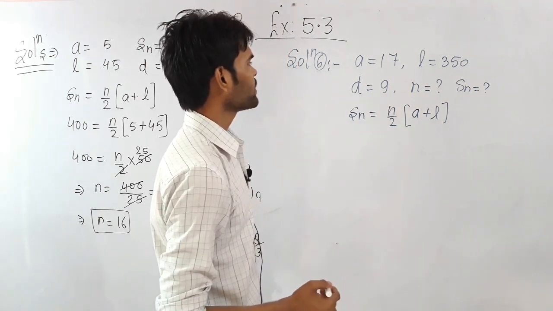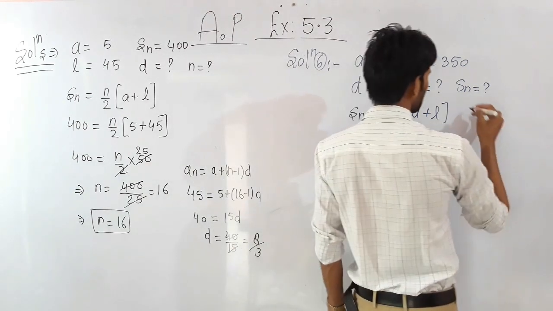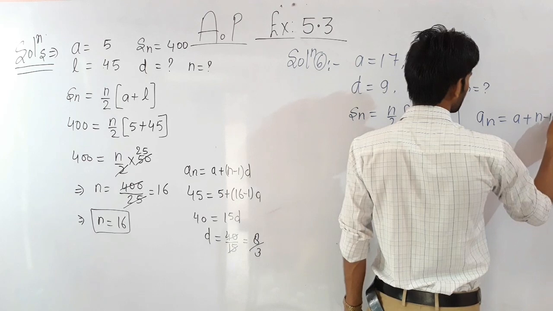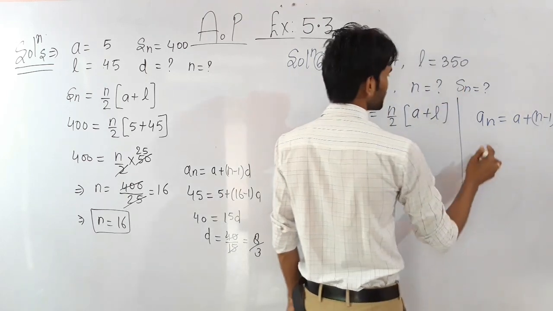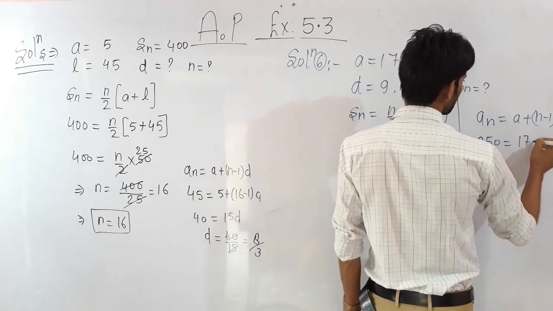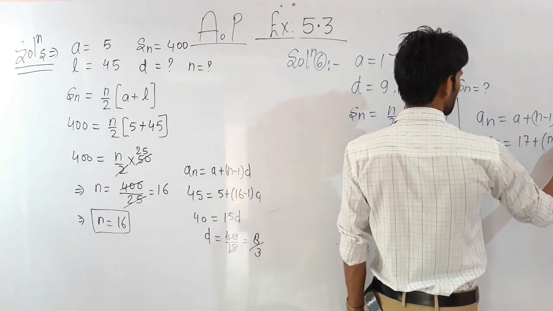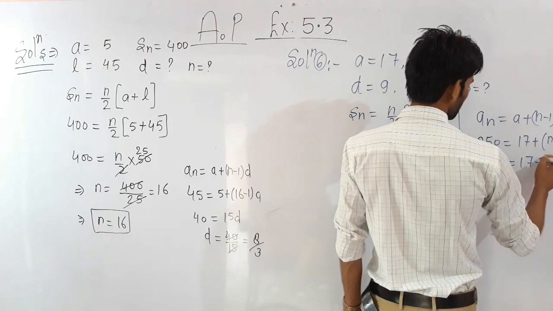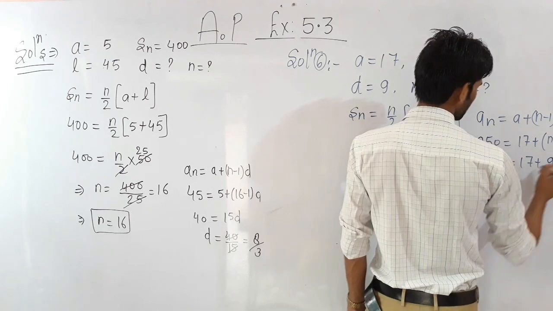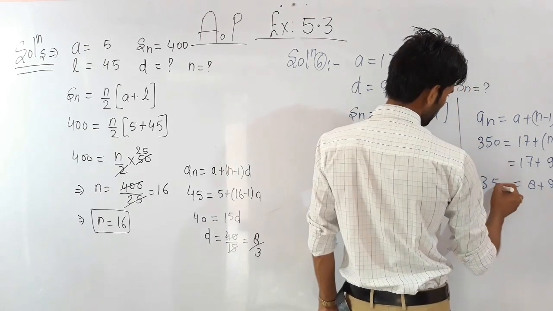Sn is unknown now. So first of all we have to find the number of terms. Using the formula here, an is equal to a plus n minus 1 into D. It will become 350 because an is the last term also, and here it will become 17 plus n minus 1, n is unknown, and D is given and D is 9. So you may write here 17 plus n minus 1 into 9, 9n minus 9, it will become 8 plus 9n is equal to 350.